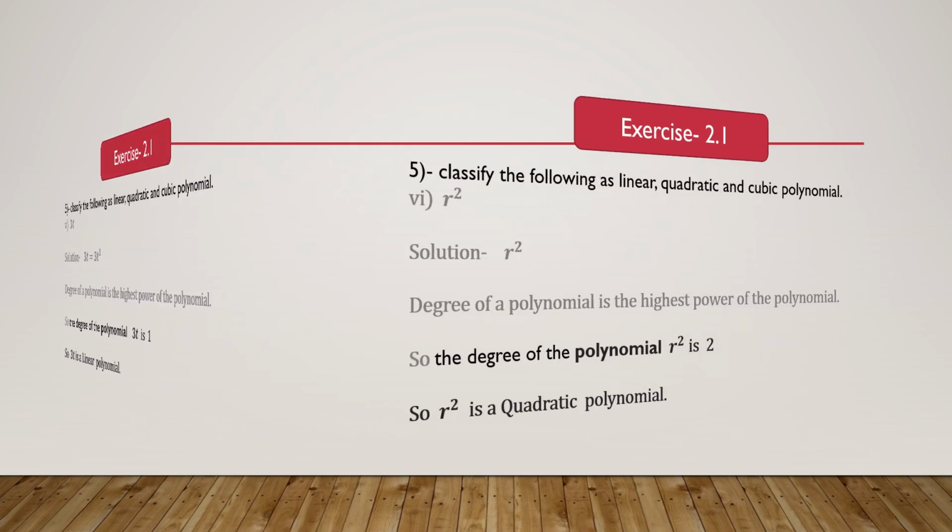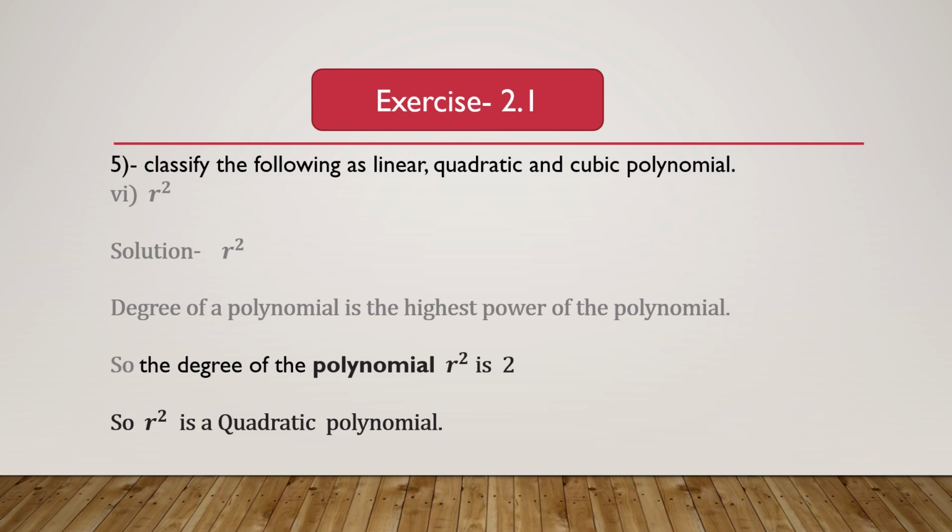The sixth bit is r square. Here the degree, or highest power of this polynomial, is 2, r square. As the degree is 2, this polynomial is a quadratic polynomial. So r square is a quadratic polynomial.